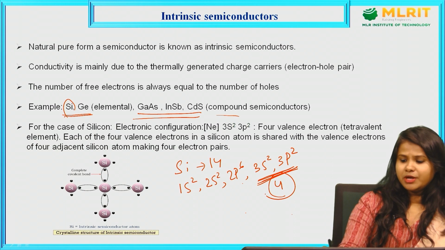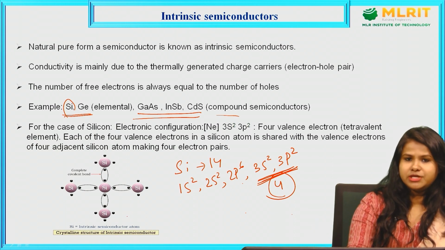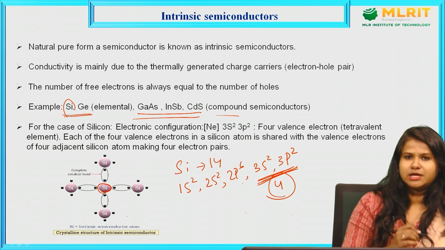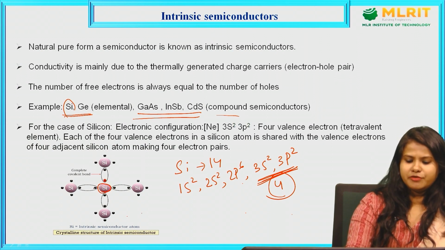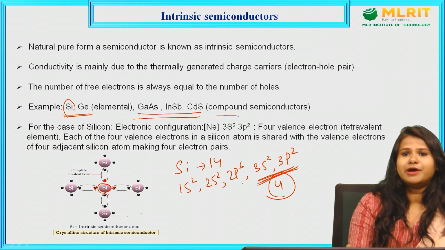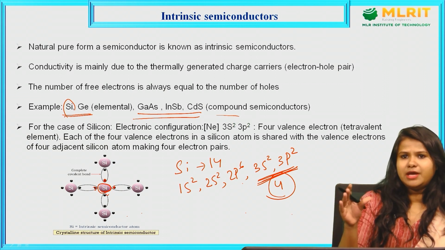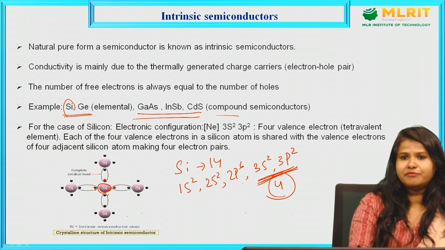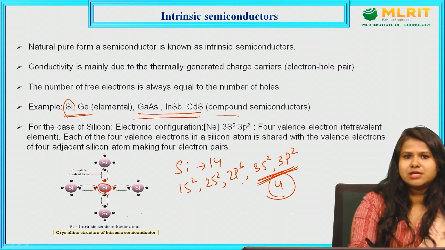So we will see how these 4 electrons can be arranged. Here I am considering a silicon atom which has 4 valence electrons. Likewise, we are considering a silicon crystal, so there will be other silicon atoms surrounding it. All the silicon atoms will have those 4 valence electrons.